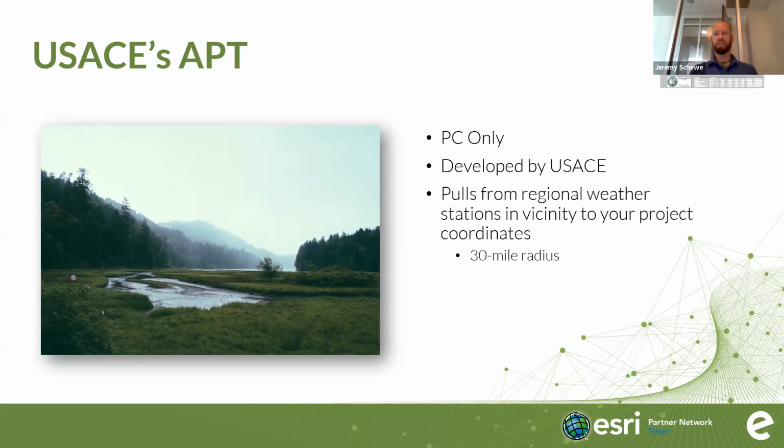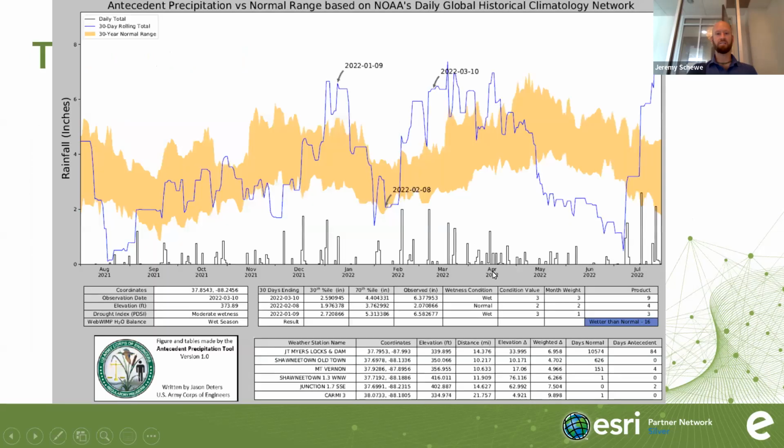I believe that Robin spoke to this a little earlier. I alluded to it, but just very specifically, it's pulling data from regional weather stations. No particular number. It's going to pull from within a 30-mile radius and pull all the data that it can grab onto. And again, we're going to see an output of that when we get into our demo here shortly.